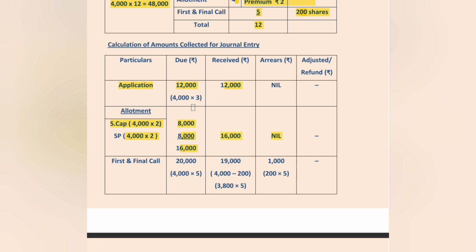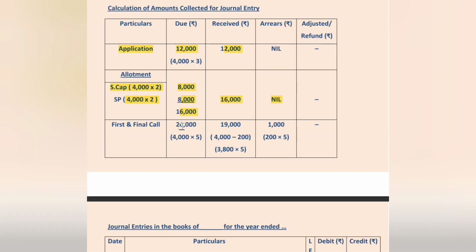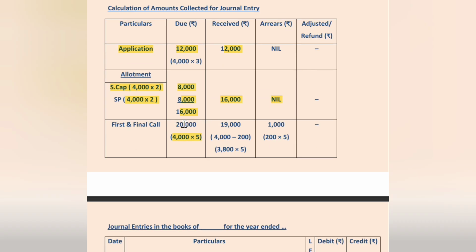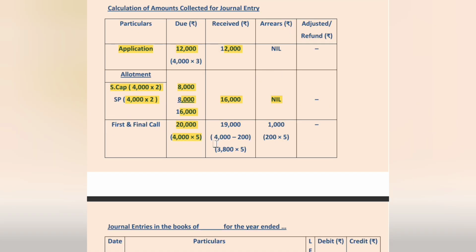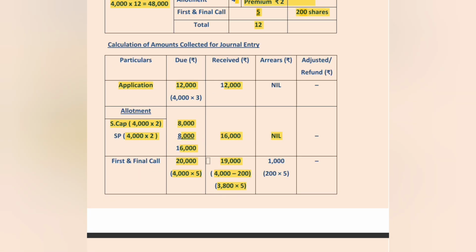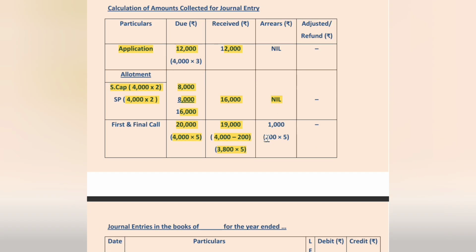So next is the first and final call. How much due? 5 rupees is due in first and final call, right? So now first and final call, how much? 4,000 into 5, 20,000. 20,000 is now due. So how much received? While receiving, 200 shares did not pay the money. So out of 4,000 shares, 200 not paid means 3,800 paid. So 5 rupees per share, 3,800 into 5 is 19,000 rupees. Then arrears is how much? 200 shares into 5 rupees, so 1,000 is arrears. So like that we have to make a calculation.